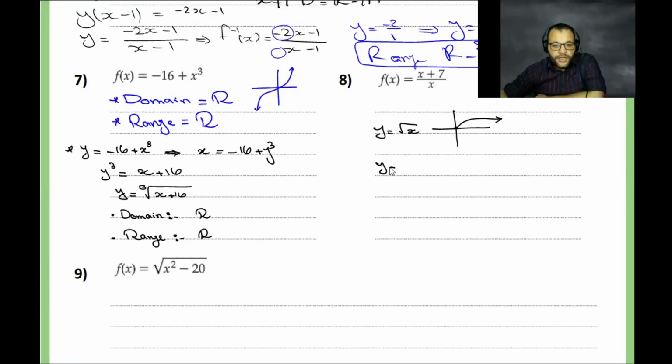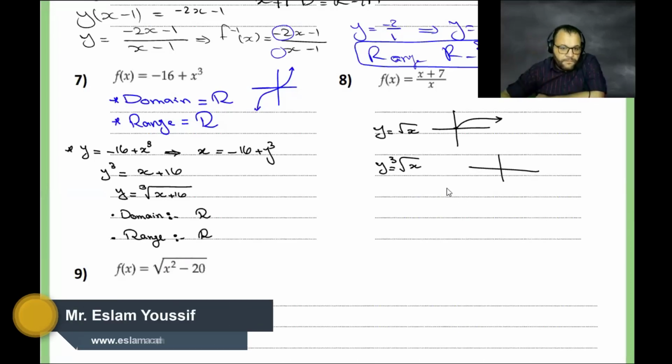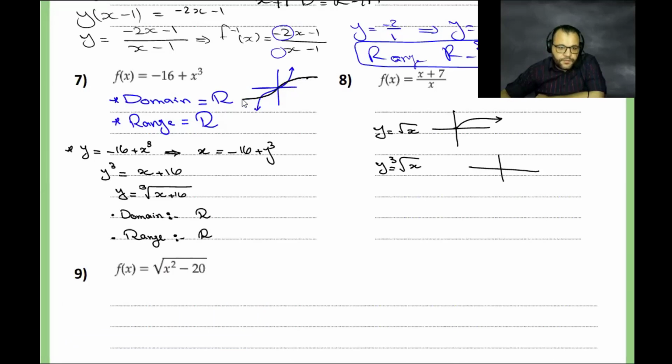What is the graph of y equals the cubic root of x? The cubic root. It looks like the parent function, but sideways. It looks like y equals x to the power of 3, but sideways. So you will find that the graph will look this way. Yes, it's like the square root but reflected on the origin. You will find that there is a reflection across the line y equals x. So that's the inverse of any function.